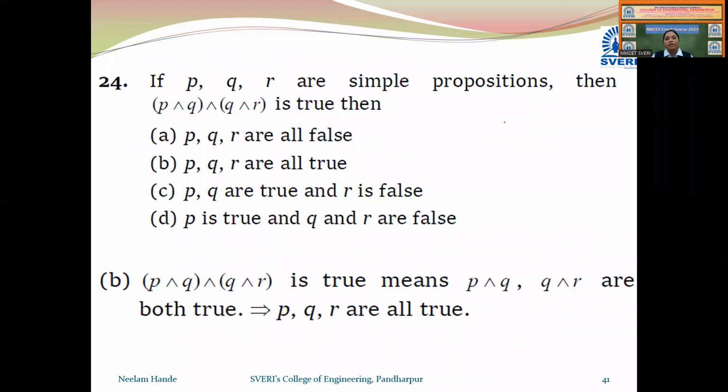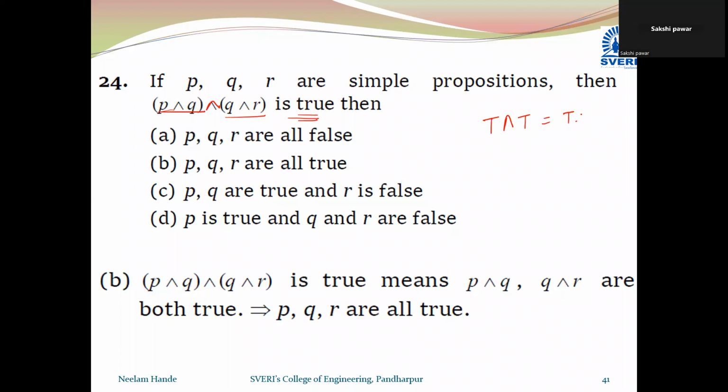Okay. P, Q, R are simple propositions. Then P and Q and R is true. Then what can you say about the statements P, Q, R? P and R, all are true. So in 'and', when it is true, all statements are true. Two statements are true and true is only true, isn't it?